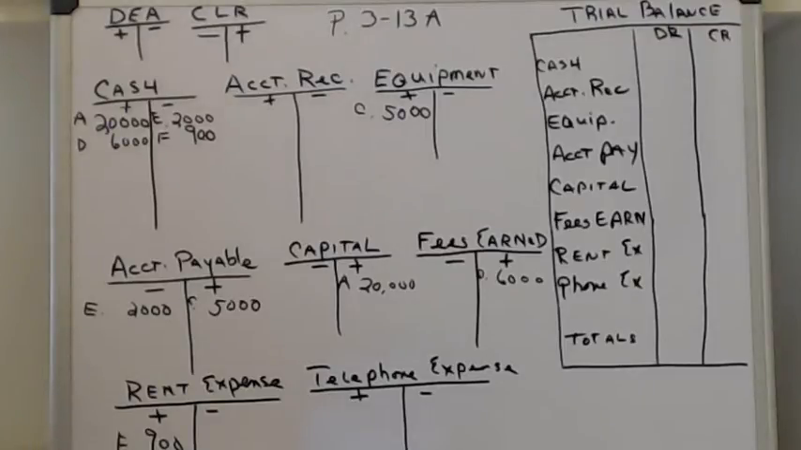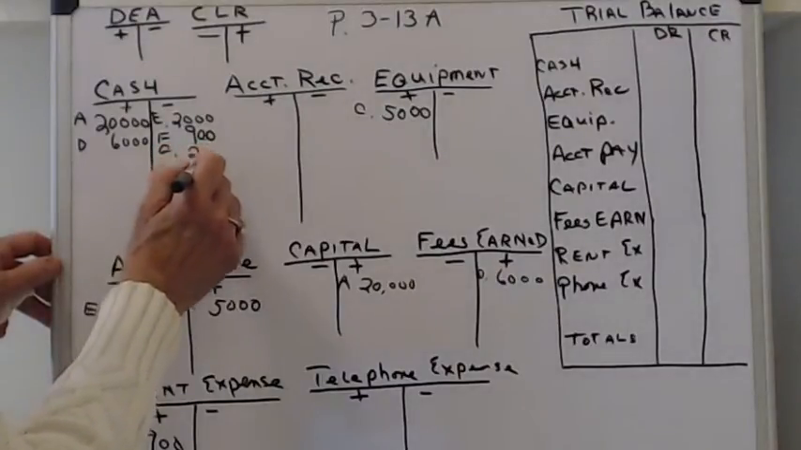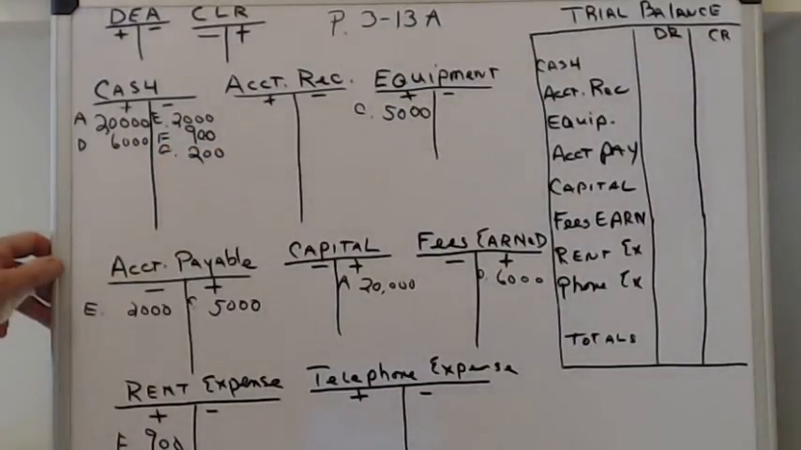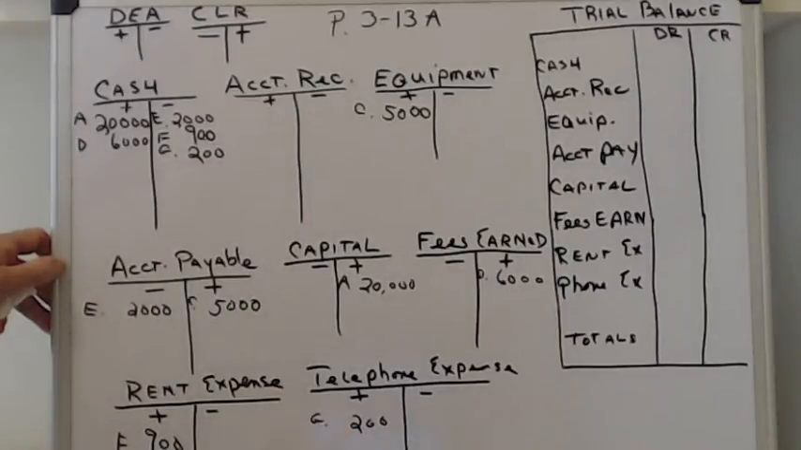He paid the phone bill, which is the letter G, $200. We do the same thing. We go into cash and decrease cash by $200. Telephone: he's got a telephone expense to show, $200, and he paid it. So we have a debit to expenses on the left and a credit to cash on the right.